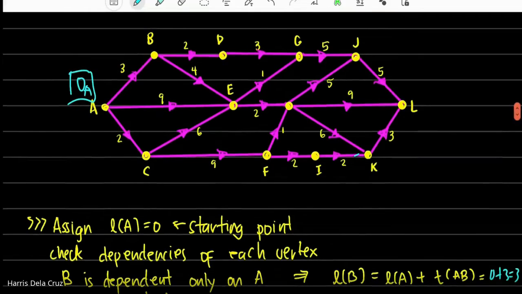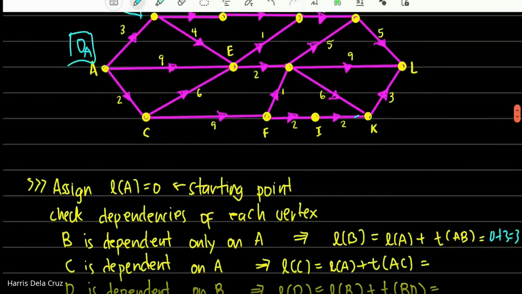So, this time, mas mabilis mag-decide kung fix na ang label. Ang titingnan mo lang, saan dependent yon, yung activity B. So, dependent lang siya kay activity A, so fix na siya na 3. Galing kay A. Okay? Now, look at vertex C. Dependent lang siya kay A. So, that means, from A, kailangan mo lang ng weight of 2 or time equals 2 para matapos yung edge na yon, para makarating ka kay C. So, that means, ang label ni C is label ni A plus yung time spent from A to C. So, that is 0 plus 2.